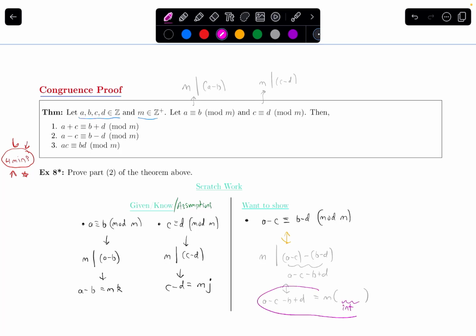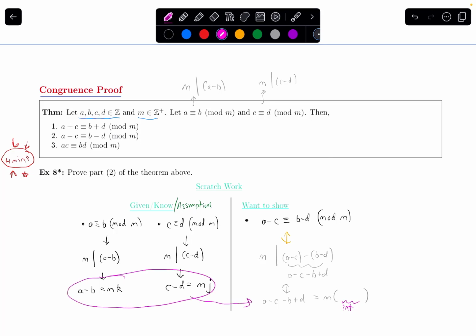Because if I can show this, well, that's what it means to say that m divides that whole thing. And if that's true, well, that means a minus c is congruent to b minus d mod m. This is a very common strategy in proofs: to start to break down what it is that I want to show, to think about what it would take to get me to the thing that I want to show. Because now I think I can see a connection between what it is that I'm given and what it is that I want to show.